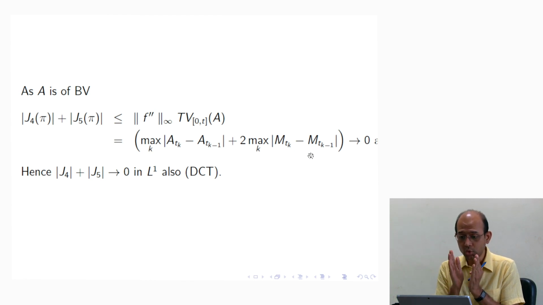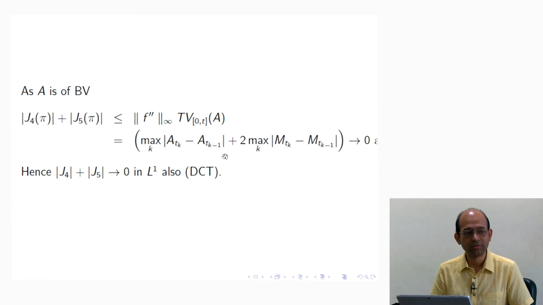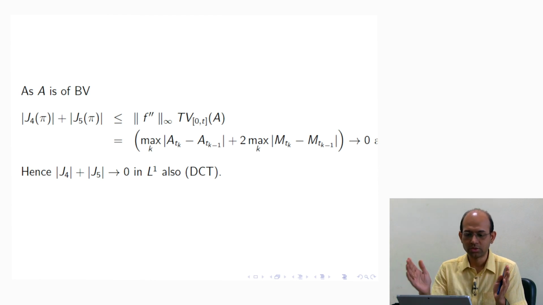Now if the partition mesh size goes to 0, what happens? These are continuous functions, and we have taken the partition on the closed interval 0 to t, so a continuous function is uniformly continuous. When we take this difference, it goes to 0, so this maximum goes to 0 as norm pi goes to 0. So we obtain that J4 plus J5 goes to 0 in L1 also. This is almost sure convergence, but from there we go to L1, because we use the boundedness and the dominated convergence theorem to obtain the L1 convergence.